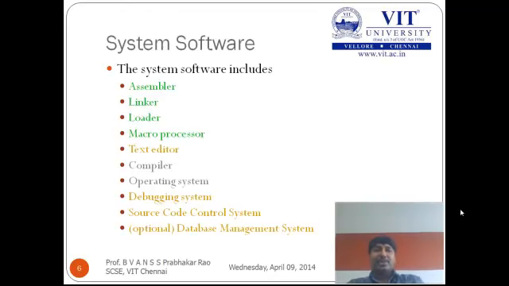What else are we going to study in this particular subject? The system software includes assemblers, linkers, loaders, microprocessors, text editors, compilers, operating system, debugging system, source code control system, database management system. Of course, some of these are optional. The database management system is itself a core subject, so we will learn it separately. The source code control system is different. The operating system is a separate system. So compilers, text editors, microprocessors, loaders, linkers and assemblers we need to complete in this particular subject.